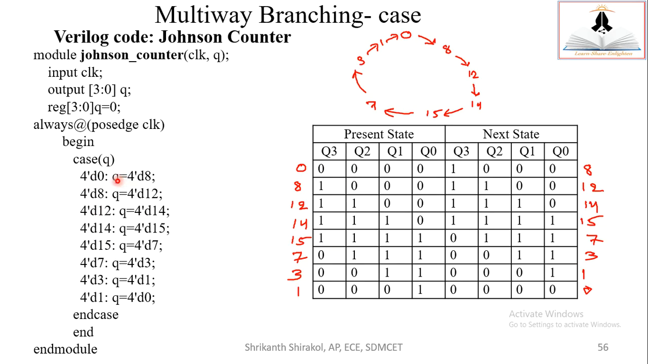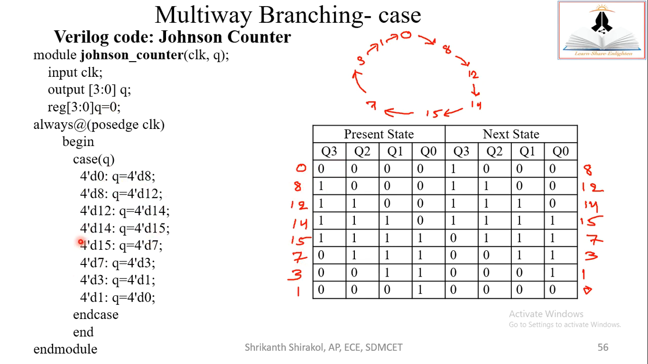Next, the Johnson counter is an extension of the ring counter wherein your sequence is slightly changed: 0, 8, 12, 14, 15, 7, 3, 1. In the same way, you have to pick any one of these values to be initialized. I prefer 0. 0 is initialized. So when 0, it should go to 8. When 8, it should go to 12. So like that, it will circulate.